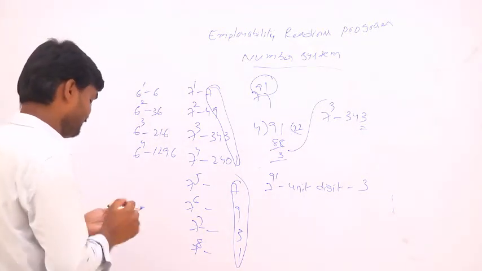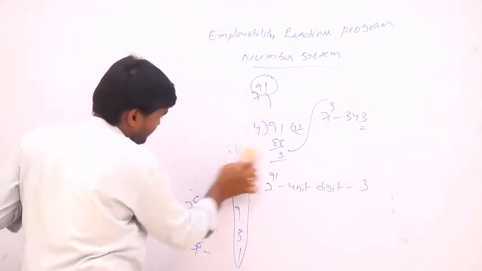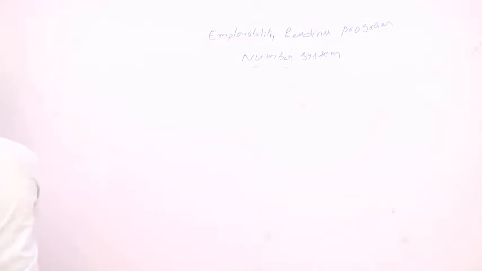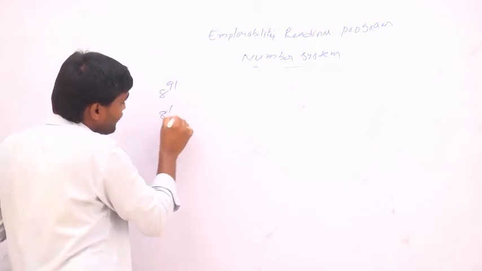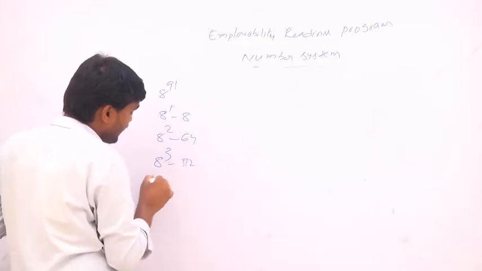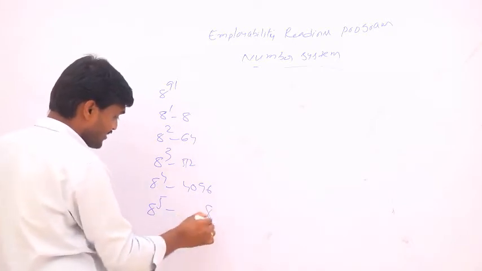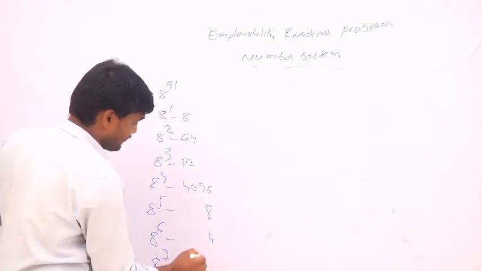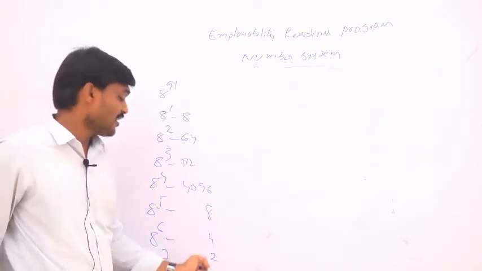Then next 8. Suppose we take the unit digit of 8 power 91. 8 power 1 is 8, 8 square 64, 8 cube 512, 8 power 4 4096, 8 power 5 ends with 8, 8 power 6 ends with 4, 8 power 7 ends with 2, 8 power 8 ends with 6. So the unit digits are 8 4 2 6.